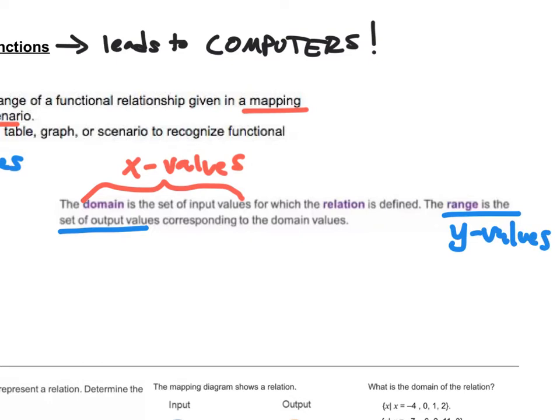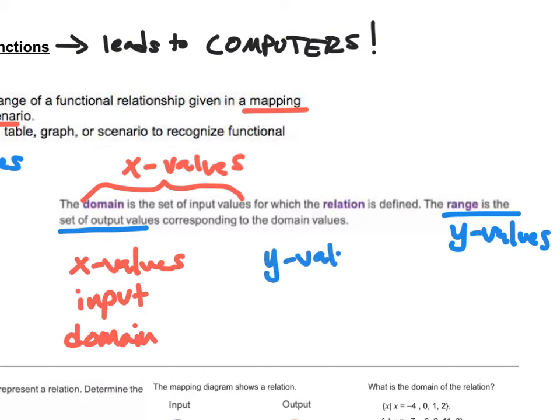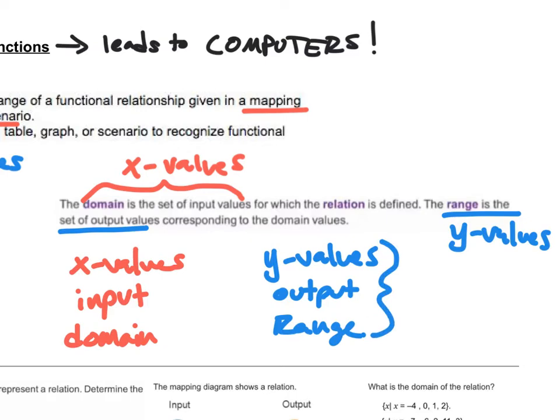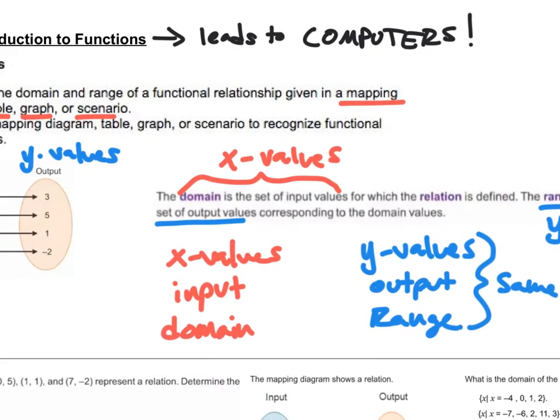So we've got these three things. We've got x values. Another word for that is input. Another word for that is the word domain. And then we have y values. Another word for that is output. And another word for that is range. So these are important. All these mean the same thing. They all mean the same concept, same idea. Same thing with your x values, your input, and your domain. These are all the same idea.